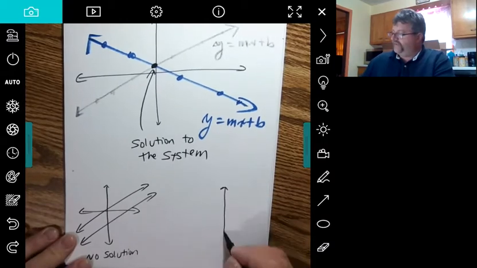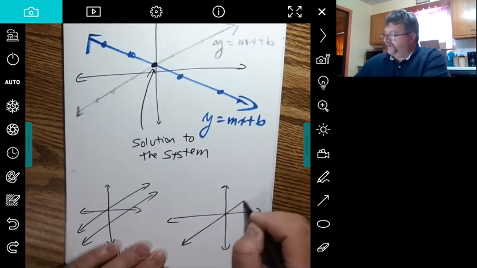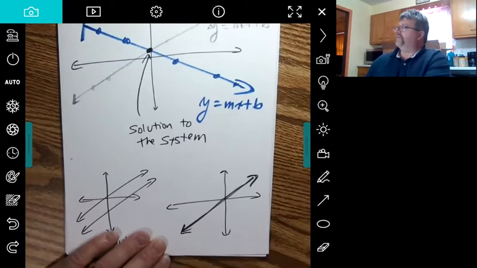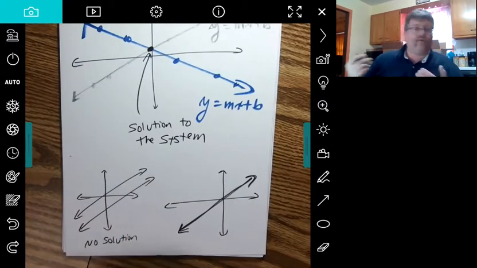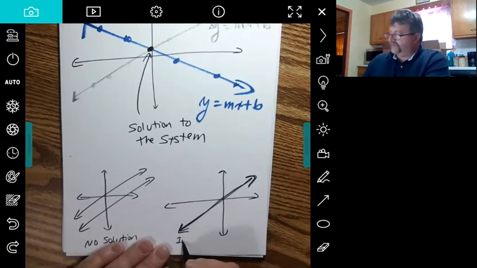Okay, and then another extreme case. Here's my first line, and here's my second line. It's right on top of the first line. Well, of course, every point that works in the first equation also works in the second equation. So we would describe this as having an infinite number of solutions.